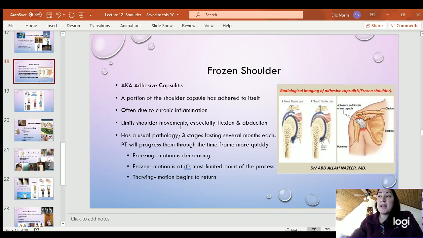It has a usual pathology, so there's 3 stages. Typically, each stage lasts a few months. However, with therapy, they will progress typically more quickly through each stage. So there's the freezing stage where they start to notice that their motion is becoming limited. And that stage, even with therapy, you'll notice it's still getting a little bit worse because it's going through the 3 phases. Even with therapy, you can shorten how long the freezing stage lasts, but it still will get frozen at some point where it has the most limitations. So it's either stuck, kind of fixed in position, or at least the most limited that it's going to get.